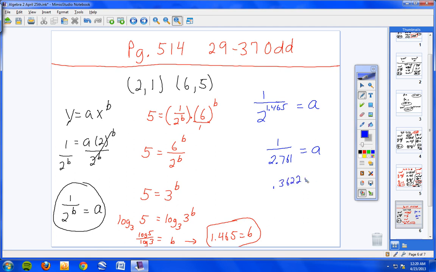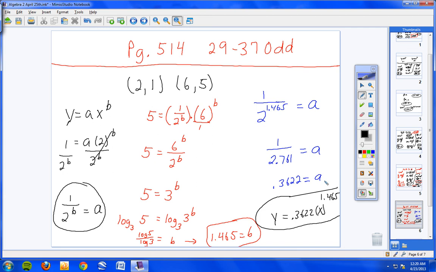0.3622 equals a. And now let's write our model. So here it is: y equals 0.3622 parentheses x to the b power, which is 1.465. All right.